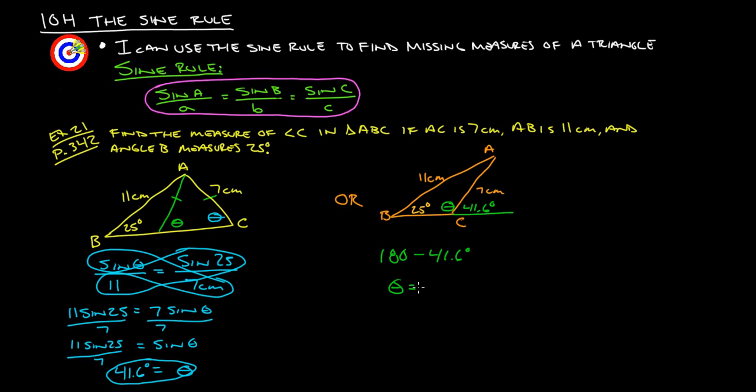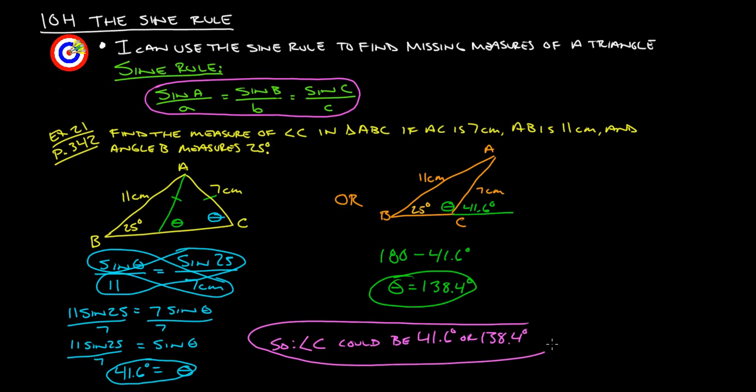So theta could equal 138.4 degrees. So angle C could be 41.6 degrees or 138.4 degrees, either one.